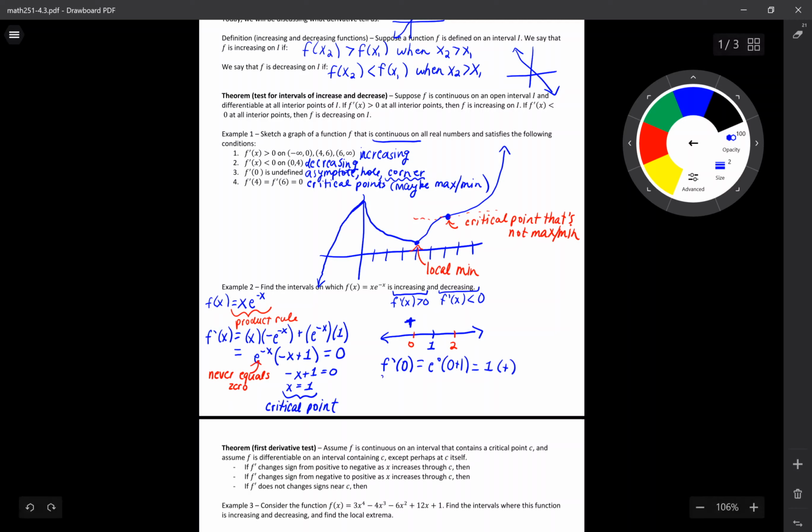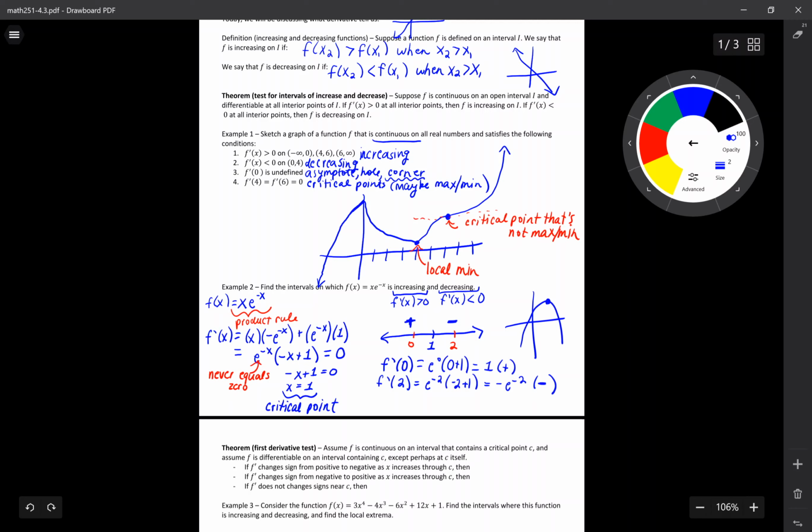And then I also am going to find f prime of 2, which is e to the negative 2 times negative 2 plus 1, which is negative e to the negative 2, which is negative. So that means that the derivative at the point 2 is negative, or that my function f is decreasing. These are the only 2 points that we need to test. Since I only have 1 critical point, that's the only possibility I have where my function is changing from increasing to decreasing. Remember, a critical point is often a local max or min.